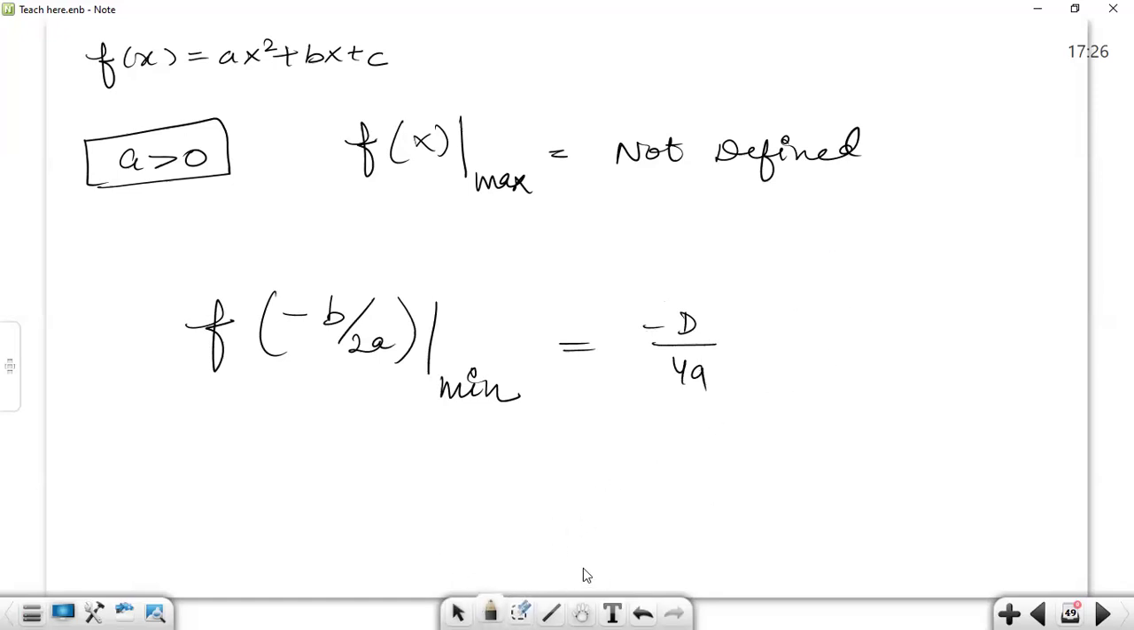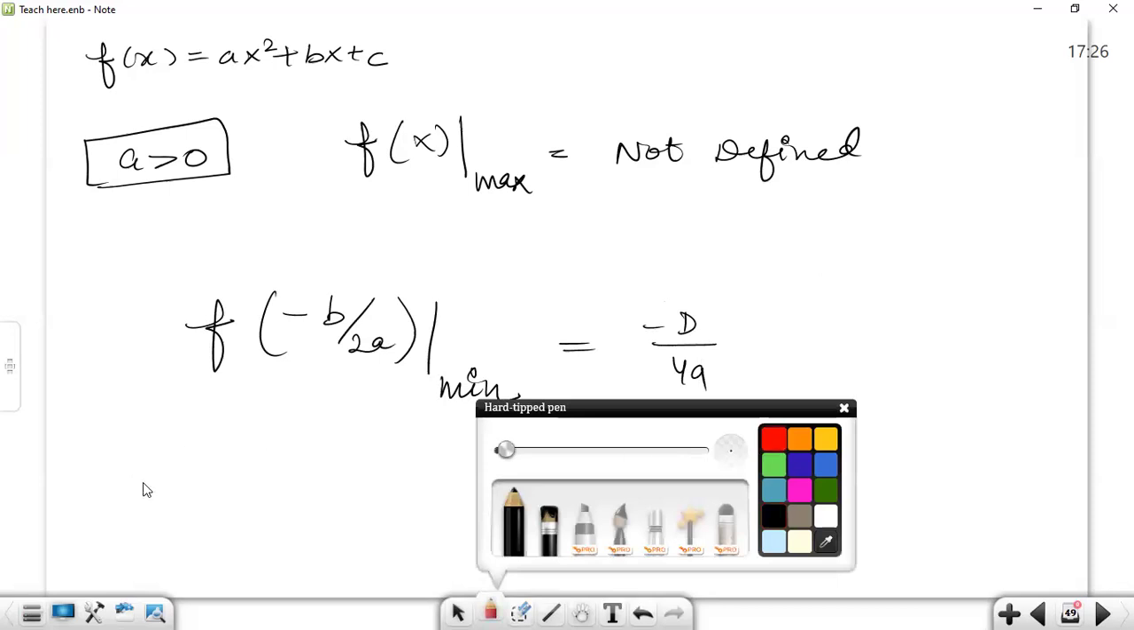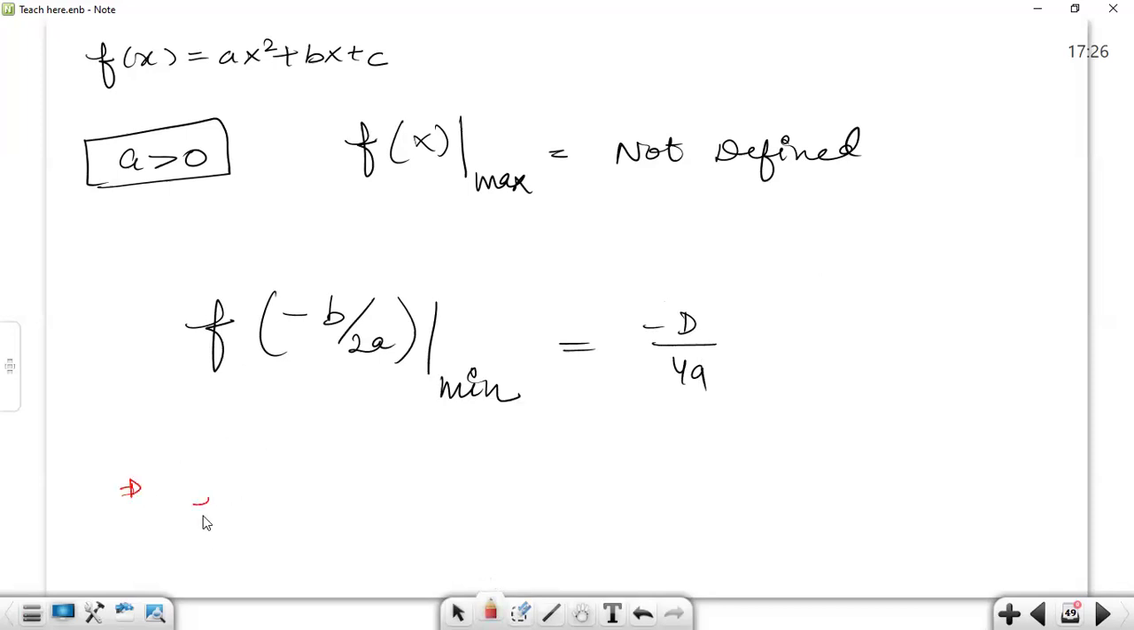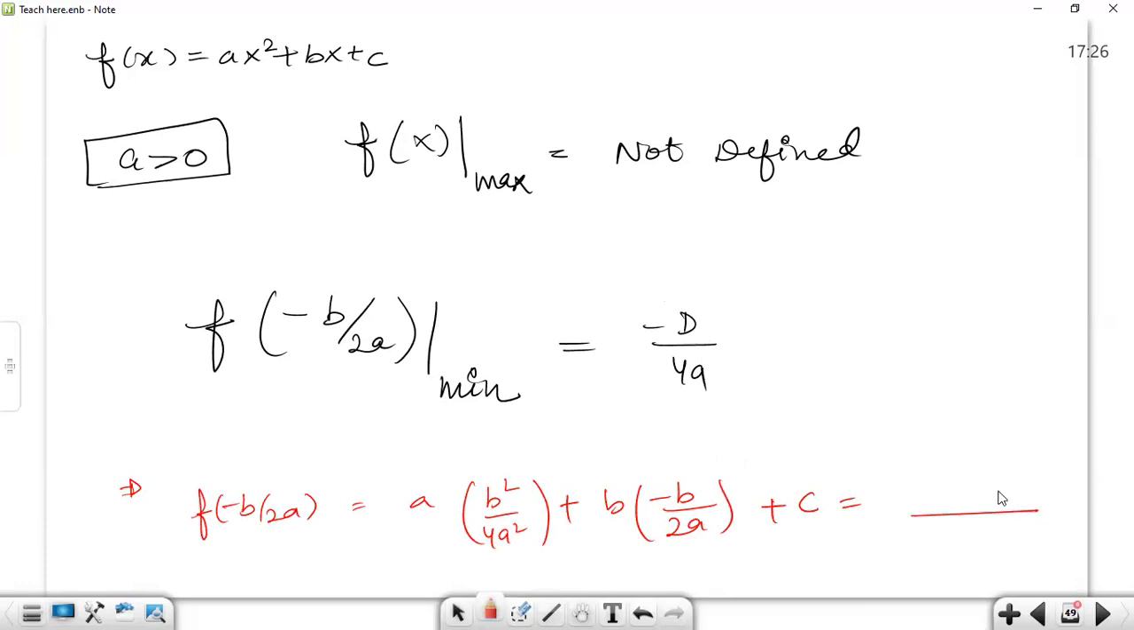Now let me explain how we have done so. The function was f of minus b by 2a. Let's try to find this value. A into x square, so b square upon 4a square, plus b into x, that is this, plus c. So now, a cancels a, taking 4a as LCM, this becomes b square minus of b square plus 4ac.